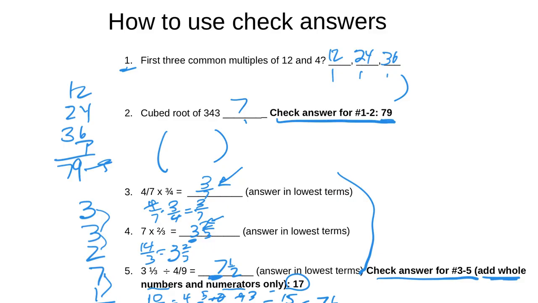And I think I see what my mistake is. It's right here. Okay, so 14/3 is not equal to 3 and 2/3. It's equal to 4 and 2/3. So I'd write that in there and then fix my check answer.